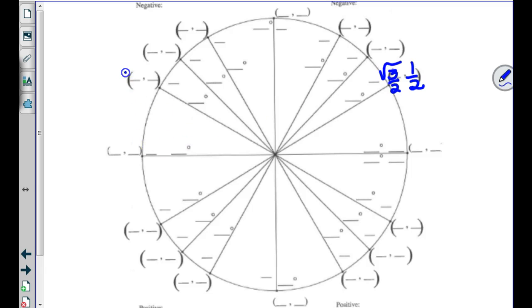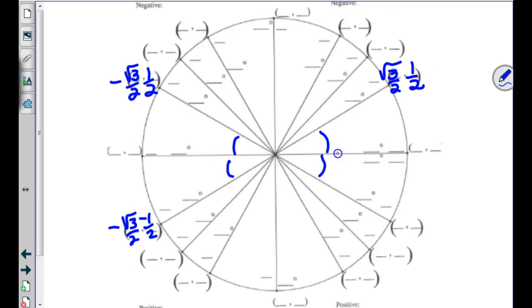This one is the same point, square root of 3 over 2 and up 1/2, except I went left, so which one's negative? The x. This one down here is square root of 3 over 2 and 1/2, except I went left and down, so they're both negative. And where's the other one that's exactly the same?